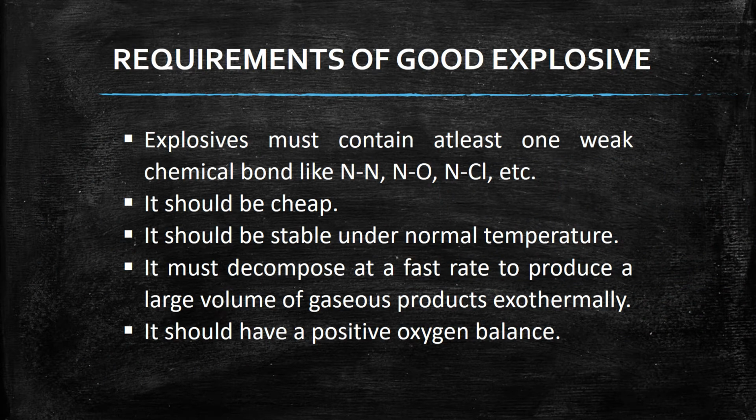We are going to see about the requirements of a good explosive. Explosives must contain at least one weak chemical bond like nitrogen-nitrogen, nitrogen-oxygen or nitrogen-chlorine bonds. It should be cheap and also stable under normal temperature. It must decompose at a fast rate to produce a large volume of gaseous products exothermically. It should have a positive oxygen balance. We are going to see this oxygen balance in detail shortly.